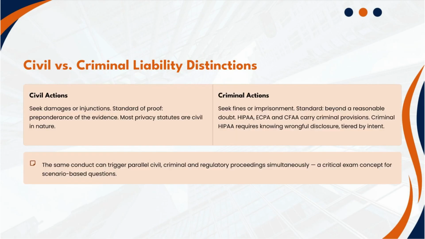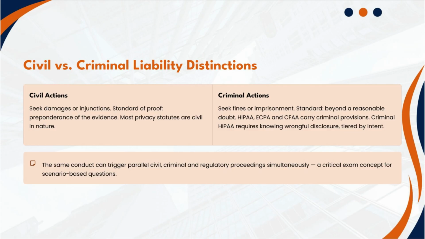Let's draw a line that matters more than people expect. Civil versus criminal. Civil liability is about compensation. Someone was harmed, someone pays. The standard of proof is preponderance of the evidence, meaning more likely than not, 51%. The remedy is money, or an injunction ordering you to stop. Criminal liability is about punishment. The government prosecutes. The standard is beyond a reasonable doubt, which is much higher, and the remedy can include prison.